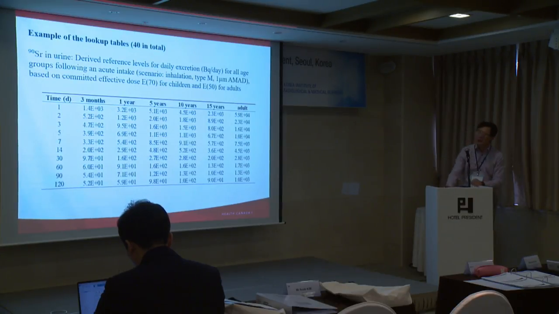So in total, there are 40 tables. We published this one in Health Physics Journal, 40 tables, table by table. I consider it as complementary to Publication 161, NCRP, because they don't have this table, this number for this.